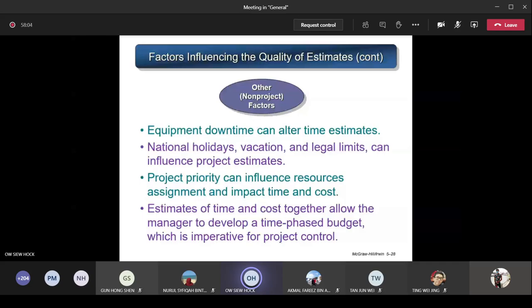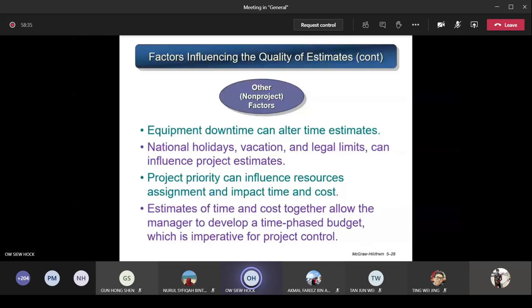So next is where the project priority can influence resource assignment and impact the time and cost. You see, within the company itself, there are many projects going on. So the company will prioritize the projects. The one with the highest priority will be given the resources first. You say, oh, this is very important, so I give you the resources because they are limited. I need the same resources. This project is more important, giving me more profit. This one do first. That one is not so important, you do later. So the one done later will be affected in the time factor.